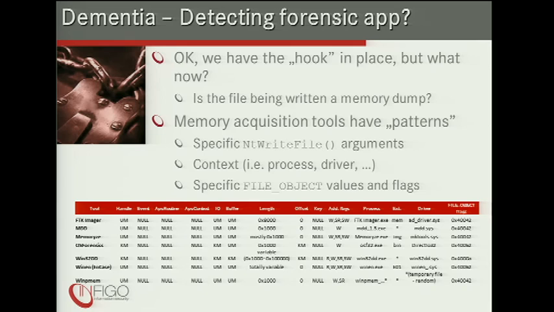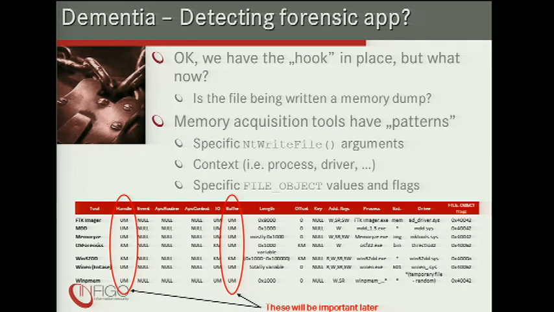This table below summarizes my research on those patterns, and you can read this table like this. So, for example, FTK imager has anti-write file arguments such that handle is always in user mode, event, APC routine, APC context are always null, IO status block is in user mode, buffer is in user mode, length is always 8000 hexadecimal, and so on. And using this table, it's relatively easy to detect whether a file being written belongs to a memory dump, or represents a memory dump.